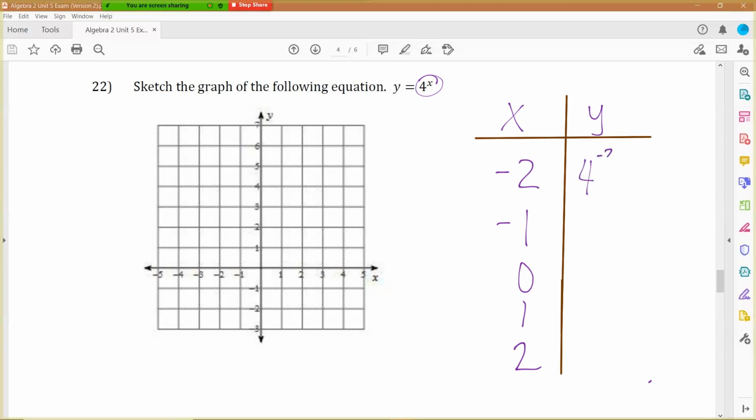So 4 to the -2nd power, your calculator tells you 0.0625. 4 to the -1st power gives you 0.25. 0 gives you 1. 1 gives you 4, and 2 gives you 16.